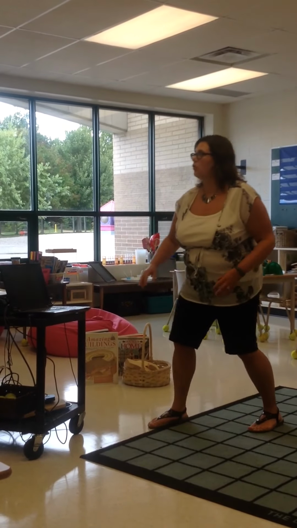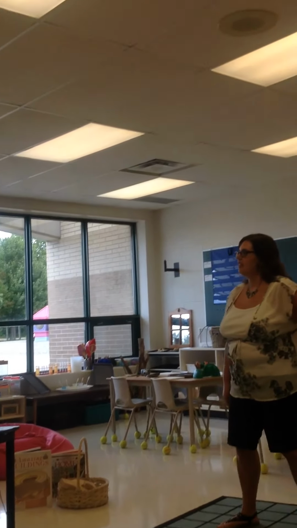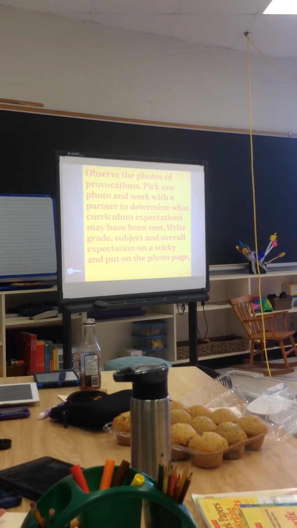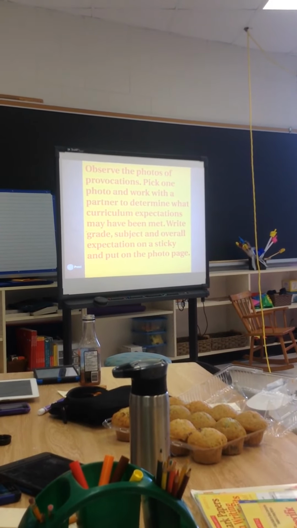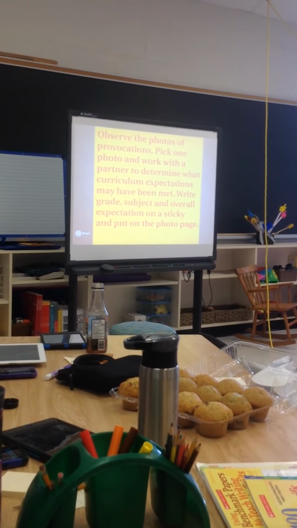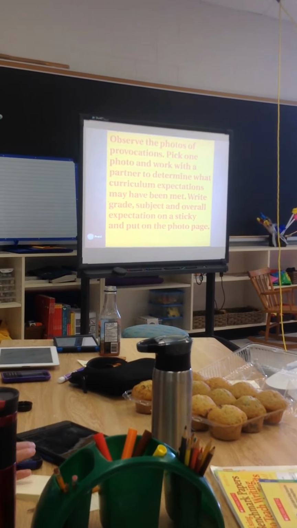So you're going to observe these photos of the provocations, and then you can pick one and try to determine what curriculum expectations have been met. We can just have a conversation instead of doing the sticky today, and think about what grade it might be, the subject, and what the expectation might be. But I won't make us actually go through the sticky.